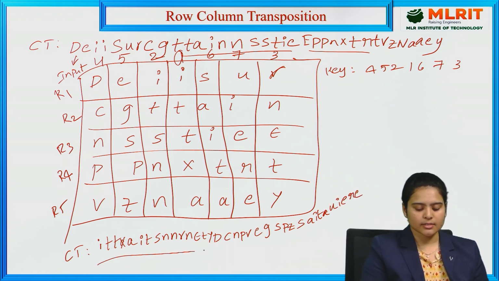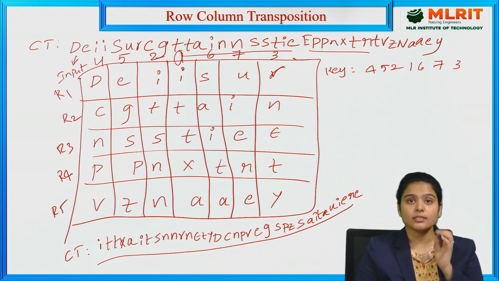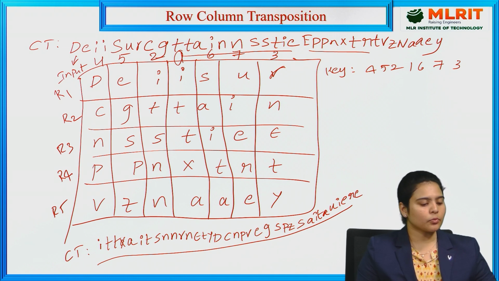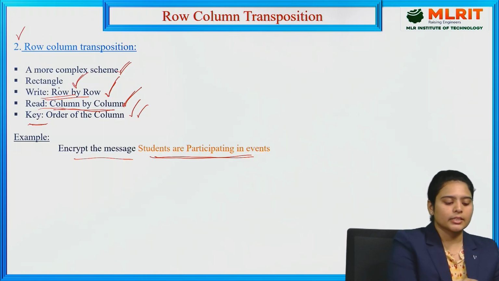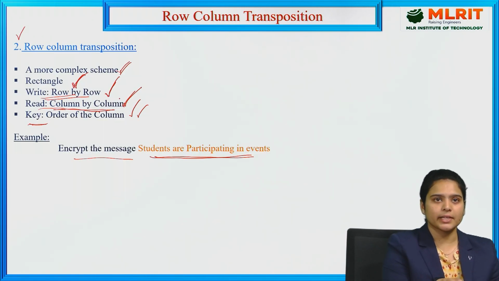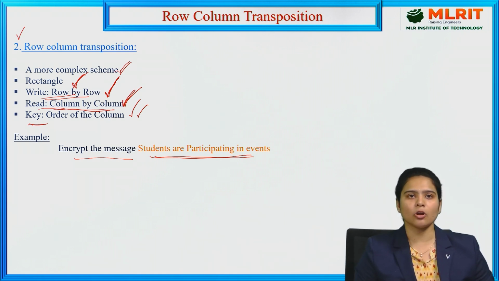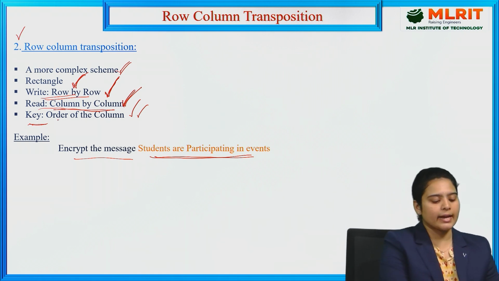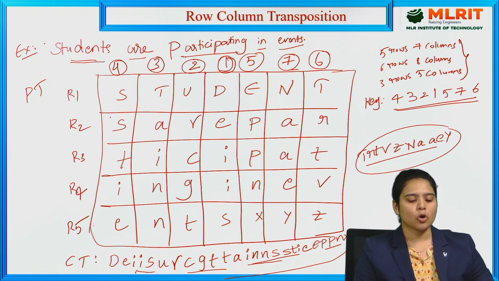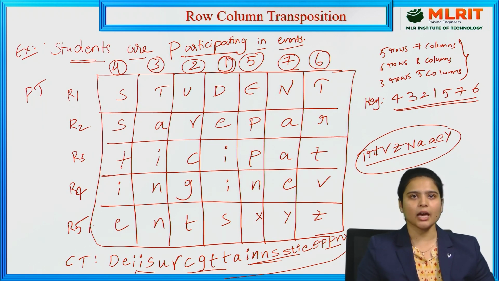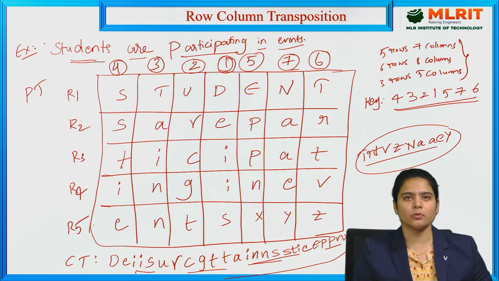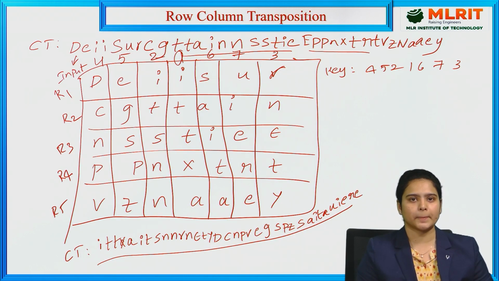This is the ciphertext process of the row column transposition. That is what we have said here: it should be a rectangular format, and while writing it should be row by row, while reading it should be column by column. But the order can be any order of the columns while we are taking them. This is an example where the problem is more complex.